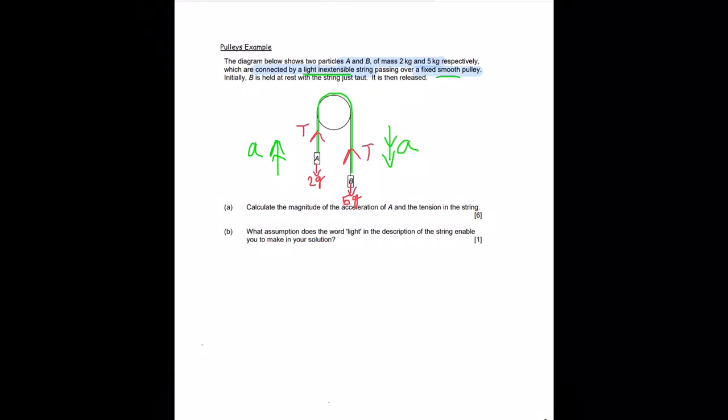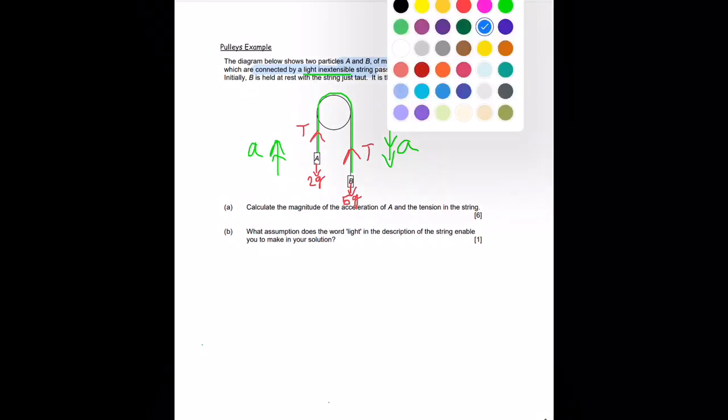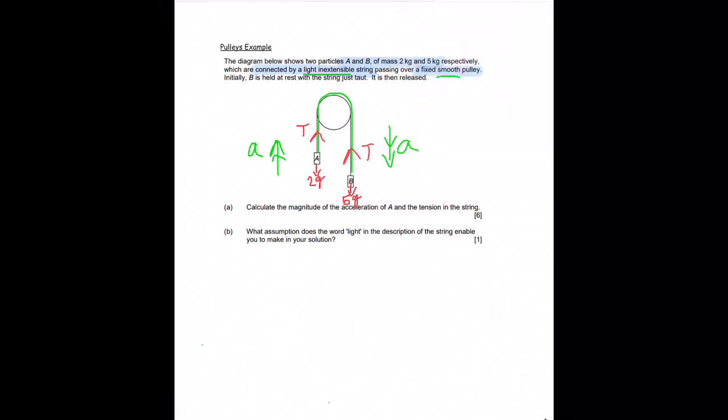In this scenario, it asks us to calculate the magnitude of the acceleration and the tension. Okay, so the acceleration is going to be the same for A and B, again because that string is inextensible, it's not a stretchy string. So if B falls, it's going to pull A with it at the same rate. So the acceleration is going to be the same, and then there's the tension in the string.